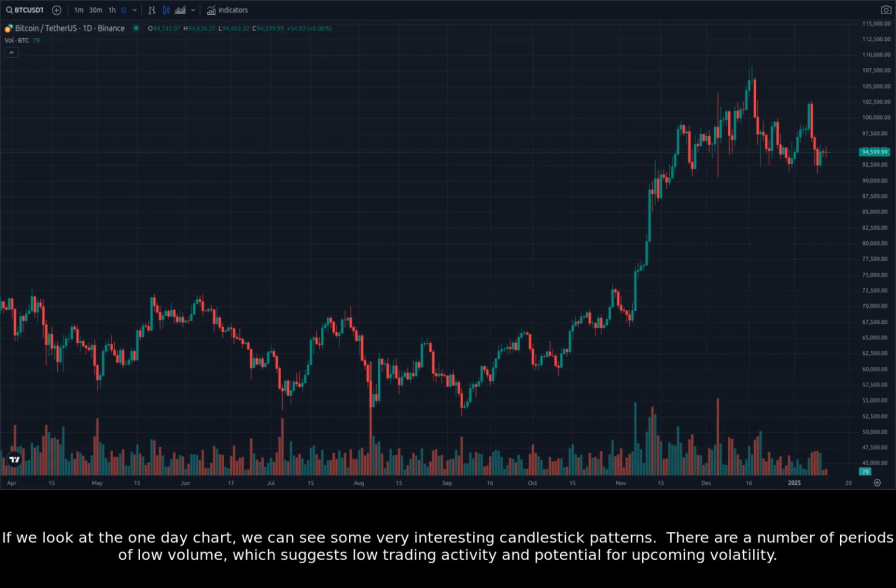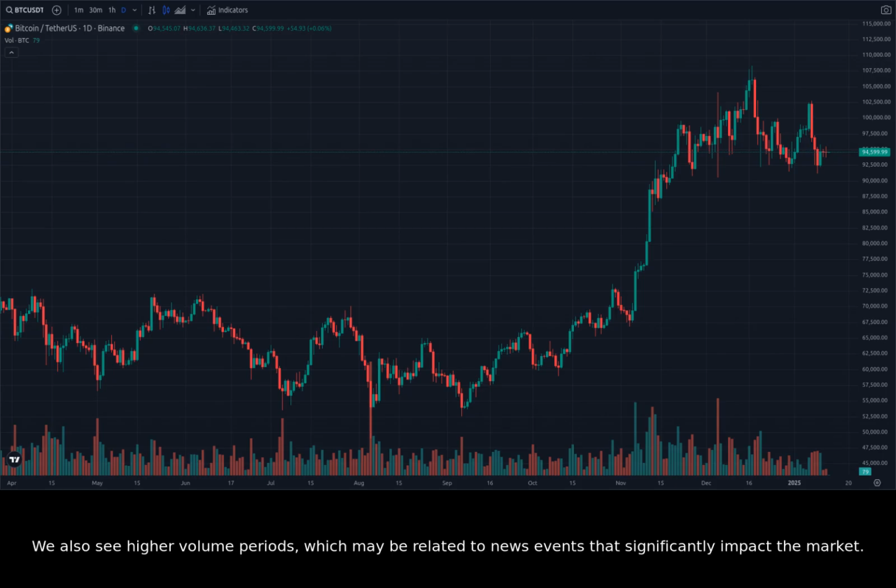If we look at the 1-day chart, we can see some very interesting candlestick patterns. There are a number of periods of low volume, which suggests low trading activity and potential for upcoming volatility. We also see higher volume periods, which may be related to news events that significantly impact the market.